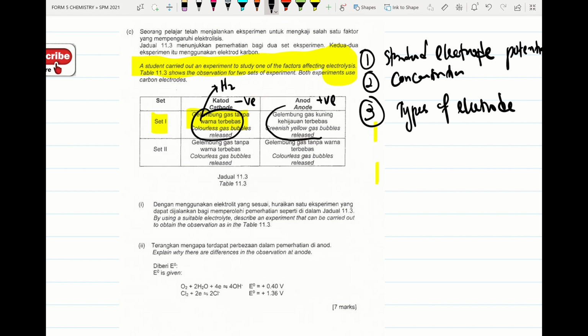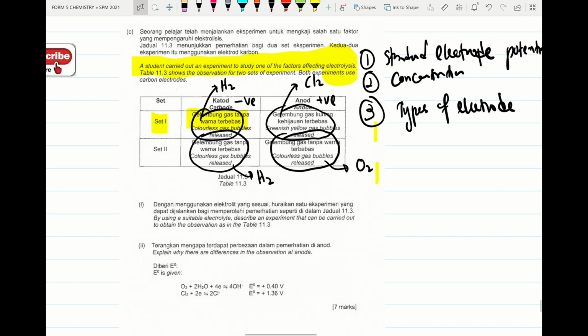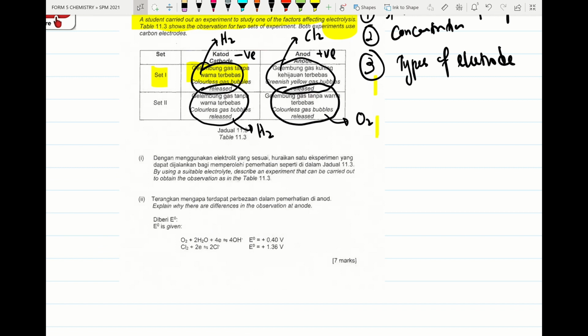All right, at the anode, please remember, greenish yellow gas bubbles are released. So this gas will be chlorine gas. Here at the cathode, colorless gas bubbles are given off, so this is hydrogen gas. Here colorless gas bubbles are given off at the anode; the colorless gas is oxygen gas. Please remember this type of observation.